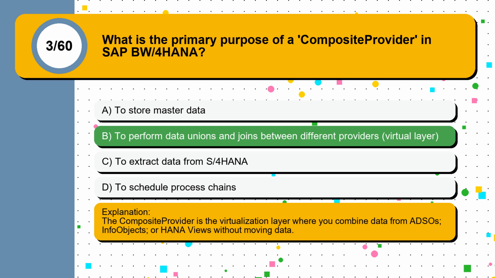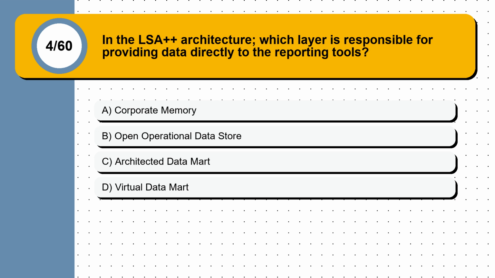Question 4. In the LSA++ architecture, which layer is responsible for providing data directly to the reporting tools? Option A, Corporate Memory. Option B, Open Operational Data Store. Option C, Architected Data Mart. Option D, Virtual Data Mart.